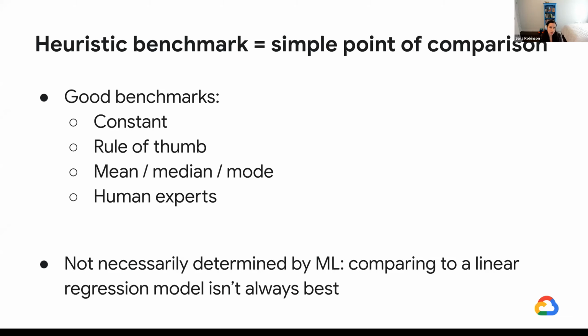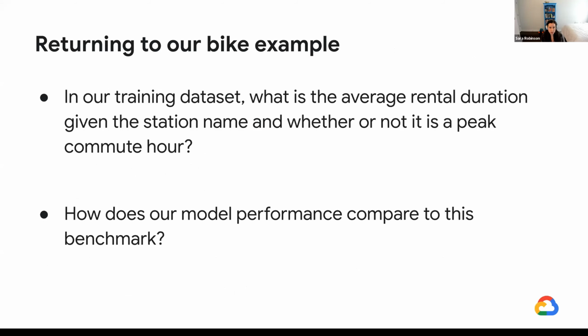Oftentimes, folks will train a linear regression model on some data and use that as a baseline. In some cases that's good, but it's not necessarily the best heuristic benchmark because that isn't necessarily that simple to explain. So oftentimes you want to pick something a little bit simpler than training a linear regression model on your same data. If we go back to our bike example, as our benchmark, we could say, what is the average rental duration given this particular station and whether or not it's a peak commute hour. We could run some data analysis on our training data and then see how our model performance compares to that simpler benchmark.